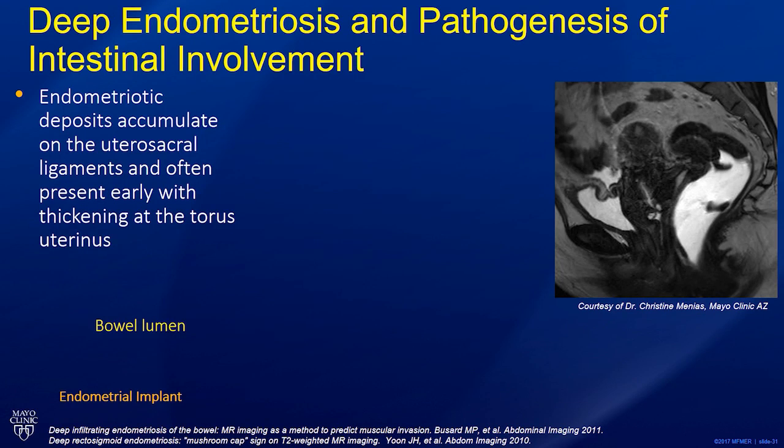So let's talk about the pathogenesis of intestinal involvement. So we start with the bowel lumen, and the endometrial implant occurs on the serosal surface.